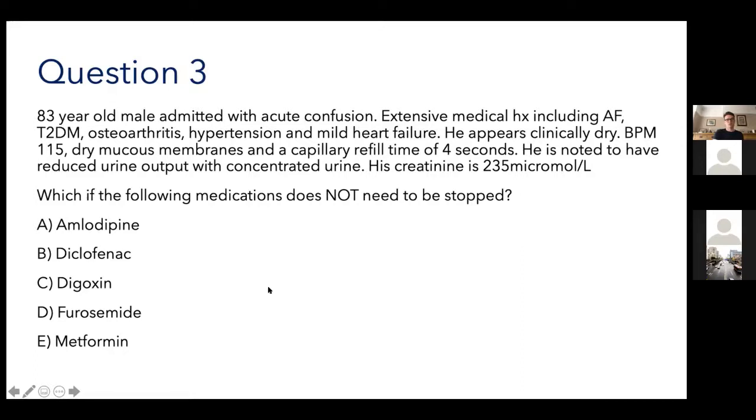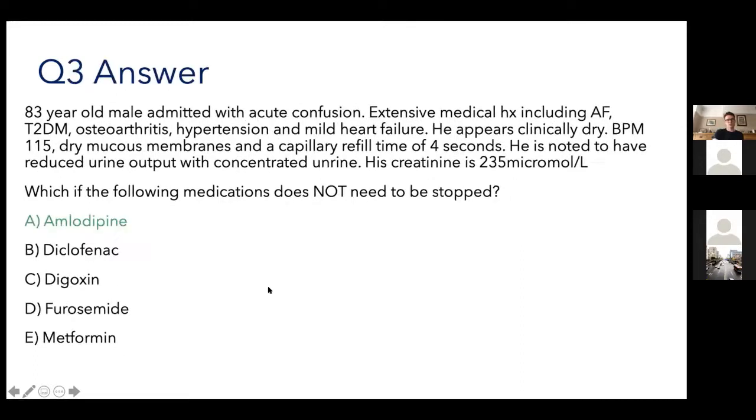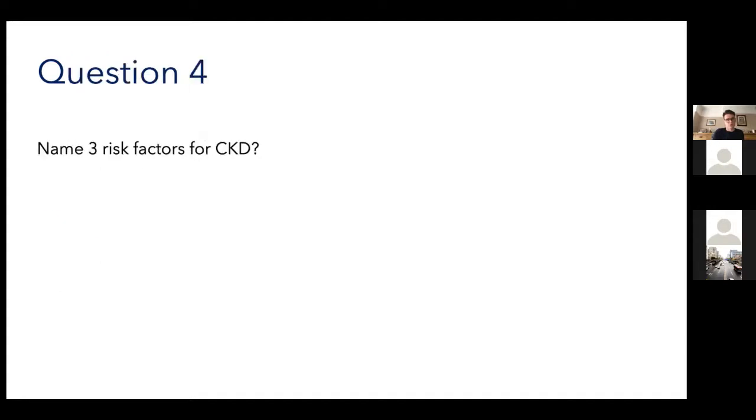All right, so on this one, it's amlodipine. So again, this is just remembering DAM, stop the DAM drugs. Diclofenac is an NSAID, so you want to stop that. So N for DAM. Digoxin, you want to stop. Furosemide is a diuretic, which you want to stop, although if there's fluid overload, you can use it. Metformin too. So amlodipine is one that's safe to continue.